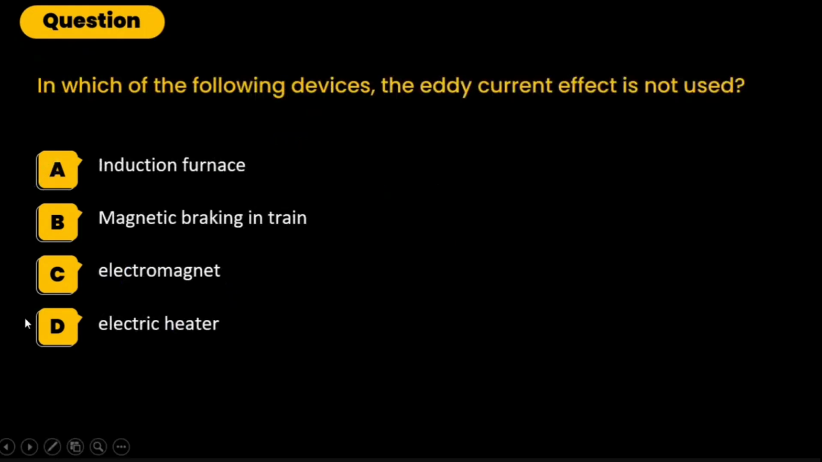Next, in which of the following devices is the eddy current effect not used? Now, I guess you can answer. Magnetic braking in the train.